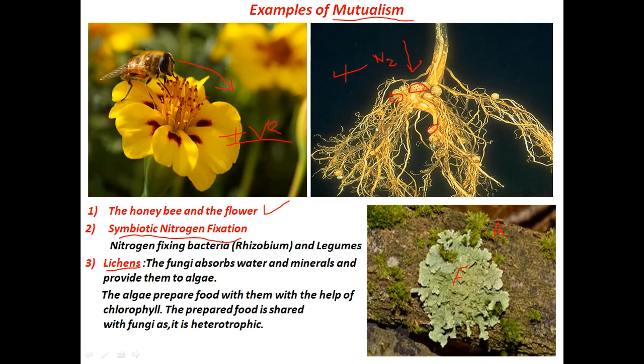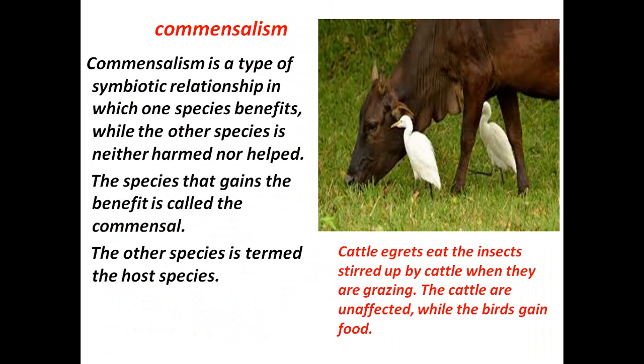All right, the fungi absorbs water and minerals and provides them to algae, and in turn the algae prepare their own food by photosynthesis with the help of chlorophyll. So the prepared food is shared with fungi. So fungi gets its food, as it's heterotrophic, fungi cannot make their own food. So this relationship is also a mutualistic relationship. Algae provides food for the fungi, and fungi absorbs water and minerals and provides them to algae. So this is all about mutualism.